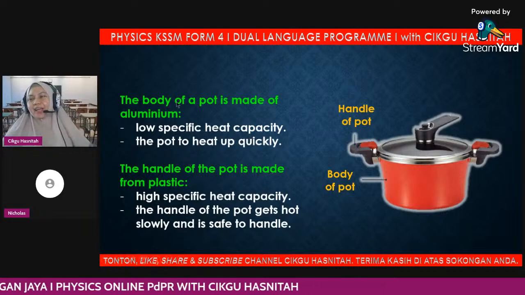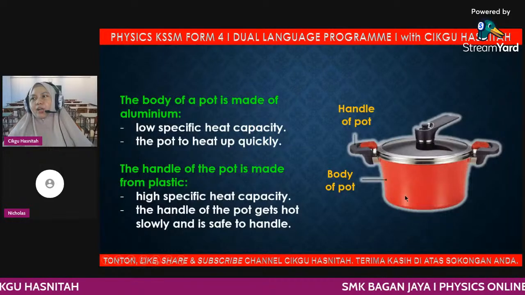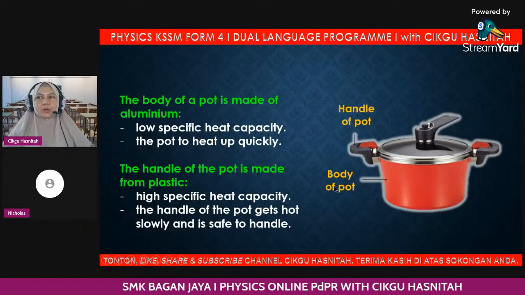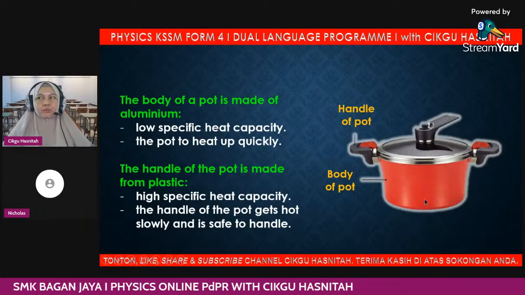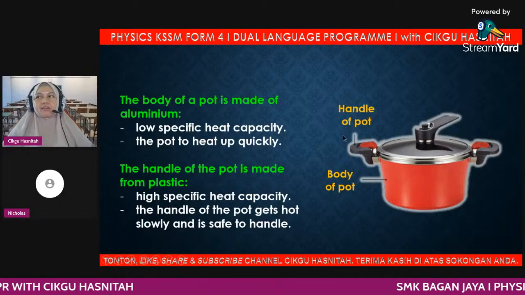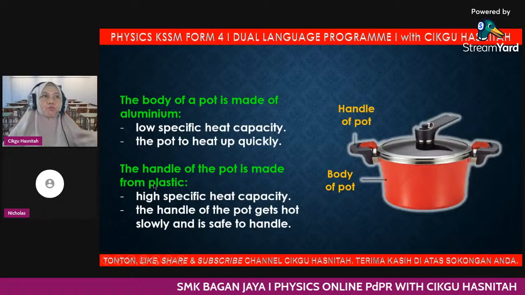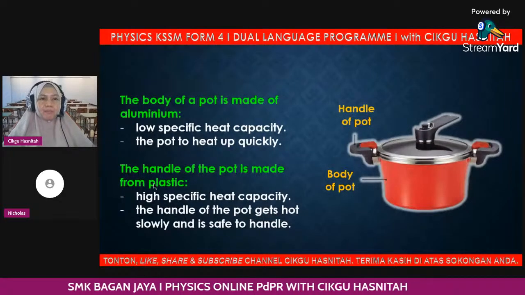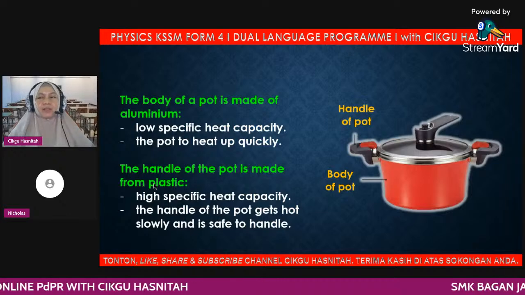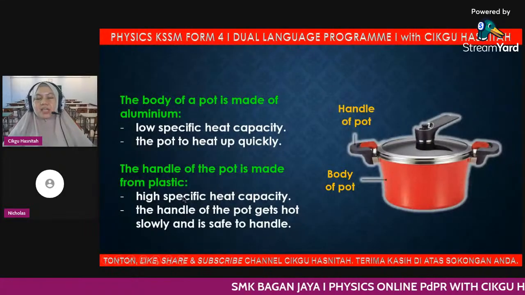Then again with cooking utensil, now you can see this pot. Normally the body of the pot is made from low specific heat capacity, so it can heat up quickly and the food can cook in a shorter time. But for the handle of the pot, it is normally made either from wood or from polymer. Plastic is a type of polymer. In chemistry, you learn polymer. Polymer, or wood, is a material with high specific heat capacity.